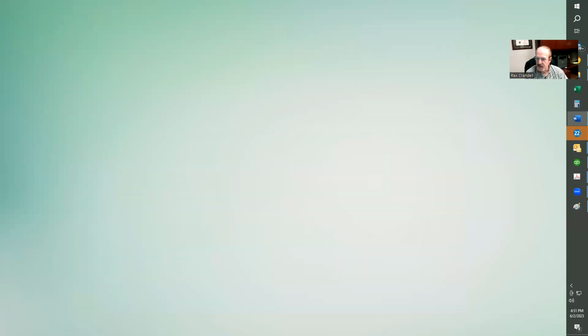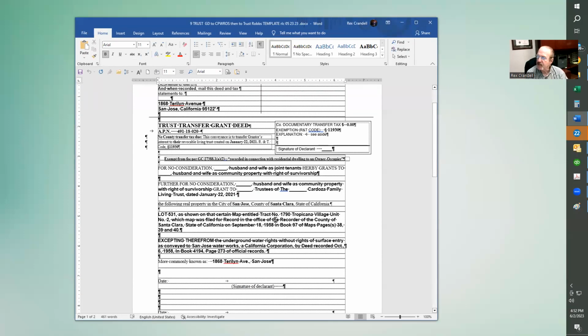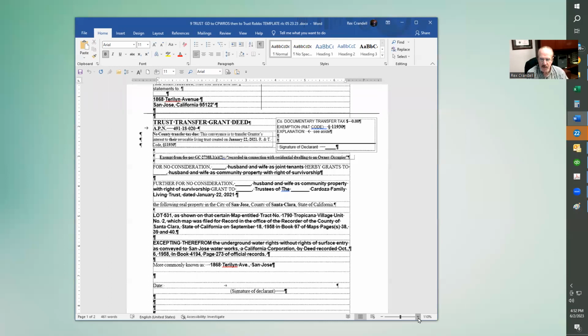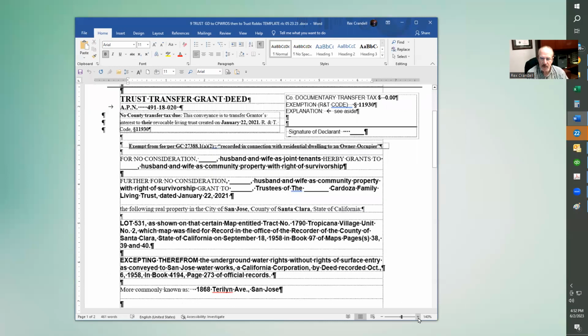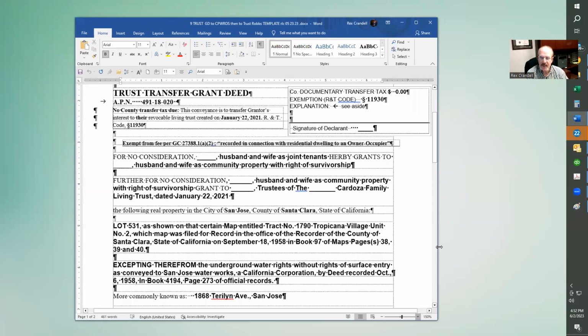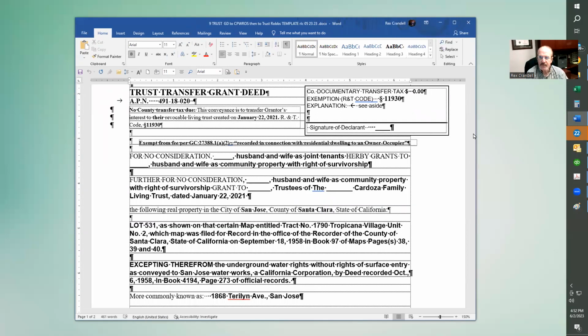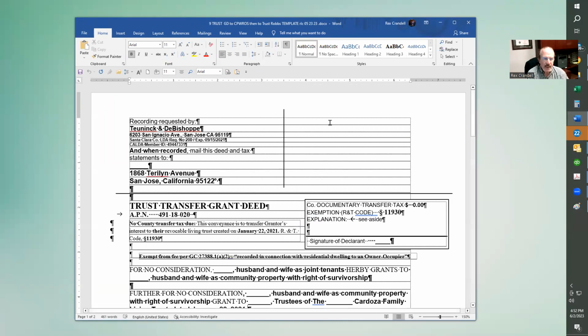Another deed that we use for transactions is a trust transfer deed. So what we're saying here is your trust is worthless unless you title things in the name of your trust. So let's do that. We have where the taxes are going. We're saying it's a trust transfer deed.